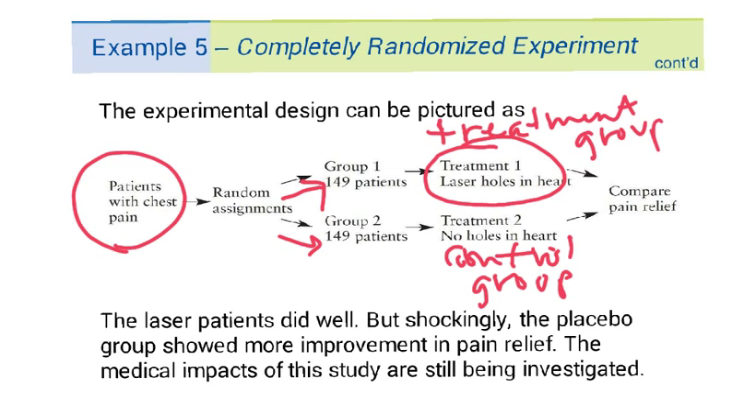All right, and then after the treatment, those who were in the treatment group had laser holes in their heart, and the ones who were in the control group had no laser holes, though they were subject to a surgery. They just didn't get the holes in their heart. Then they compare the pain relief of the treatment group participants versus the control group participants.